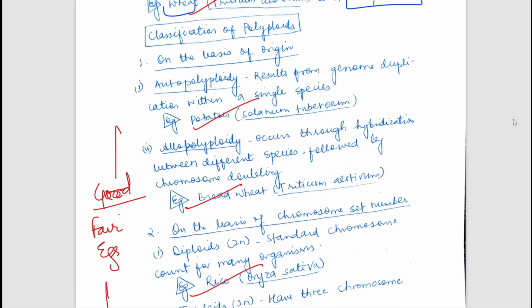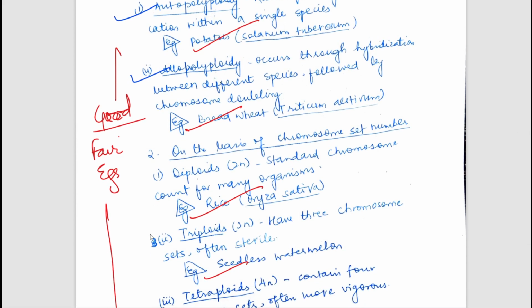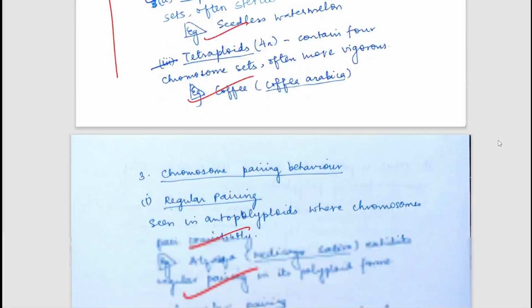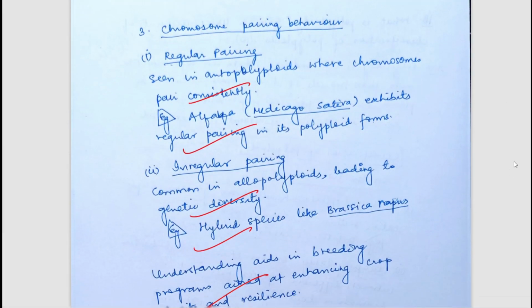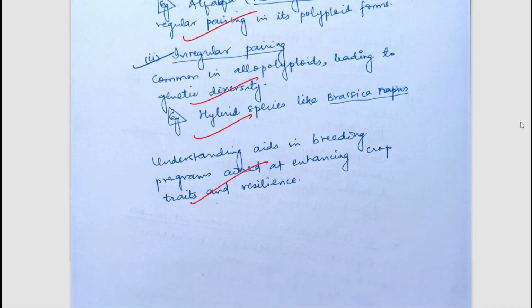Now, classification: on the basis of origin, we have autopolyploid and allopolyploid. On the basis of chromosome sets, we have triploids, diploids, tetraploids, and on the basis of chromosome pairing behavior, we have regular pairing and irregular pairing polyploids. So, a well written answer and examples have been well mentioned. Now let's move to the next question.